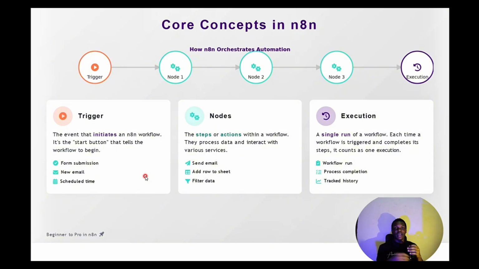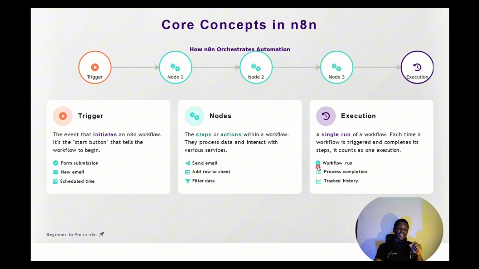We have different types of triggers. We have a form submission trigger, a new email trigger, a message sent trigger, and a schedule time trigger. We will get into these triggers in future episodes.